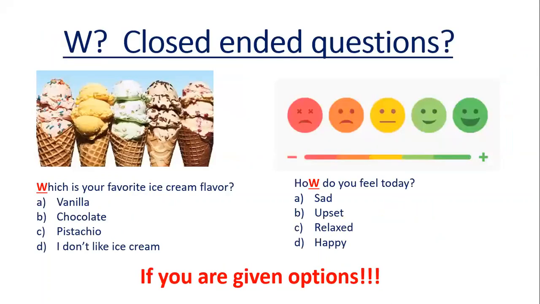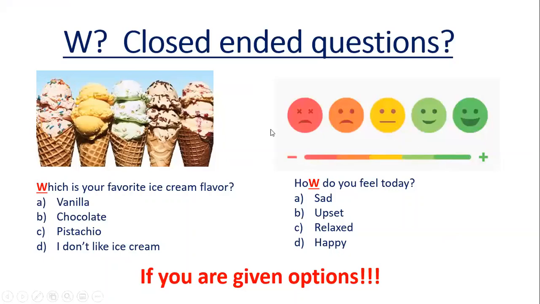And here we have another situation. You can use W questions as closed-ended questions when you are given options. So you are not able to write or to speak freely. You only have to choose, to check, to underline, to cross out, whatever, to point to an answer. So here I chose these two examples, like, which is your favorite ice cream flavor? Vanilla, chocolate, pistachio, or I don't like ice cream. So you can choose between those 4 answers.